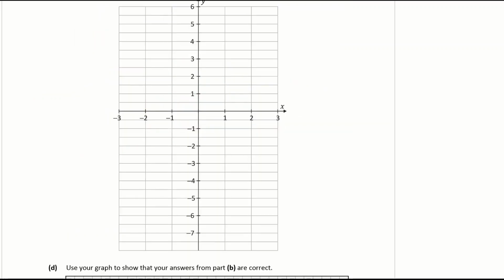My function here is going to be a quadratic equation, so it's going to look like a curve. My first point is minus 2, 4, which will be here. My second one, minus 1, minus 3, which is down into this quadrant. My third one is 0, minus 6, which is on the y-axis. My next one is 1, minus 5, which is here. And my final one is 2, 0, which is on the x-axis.